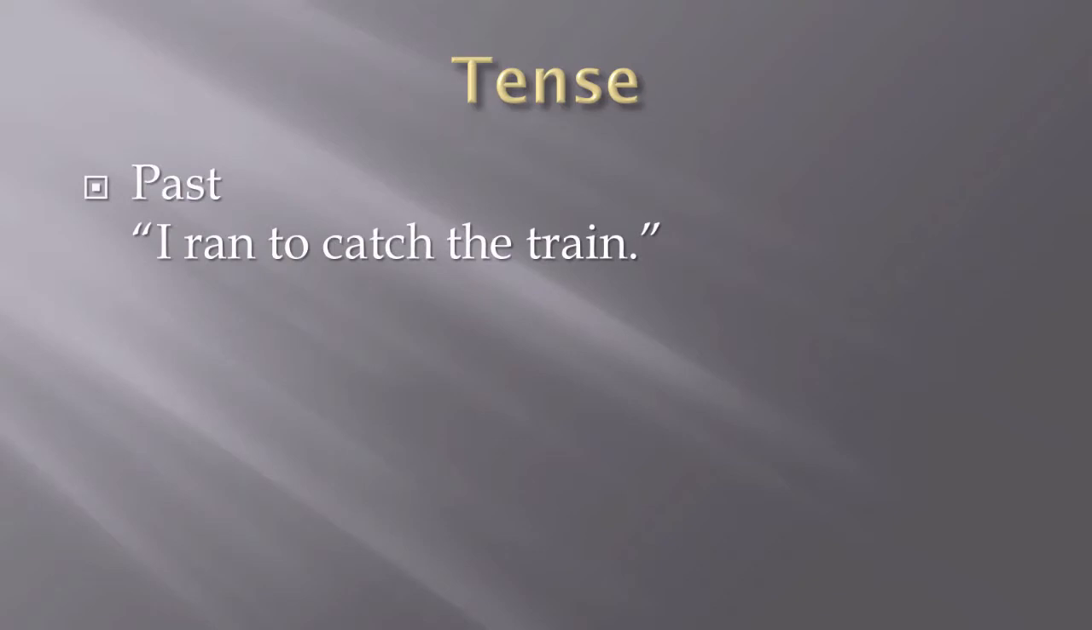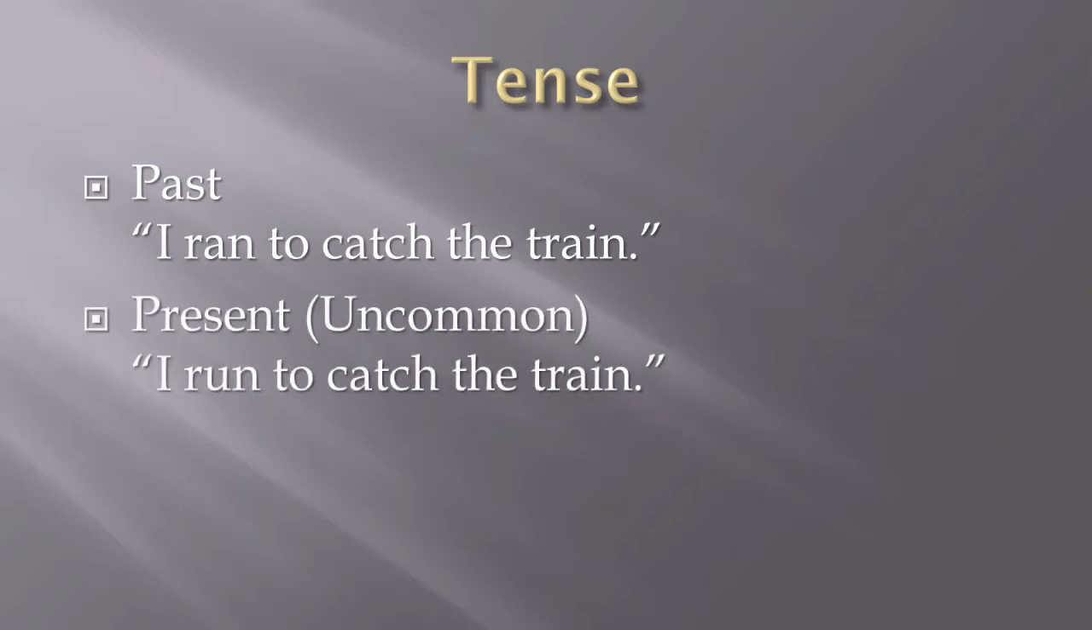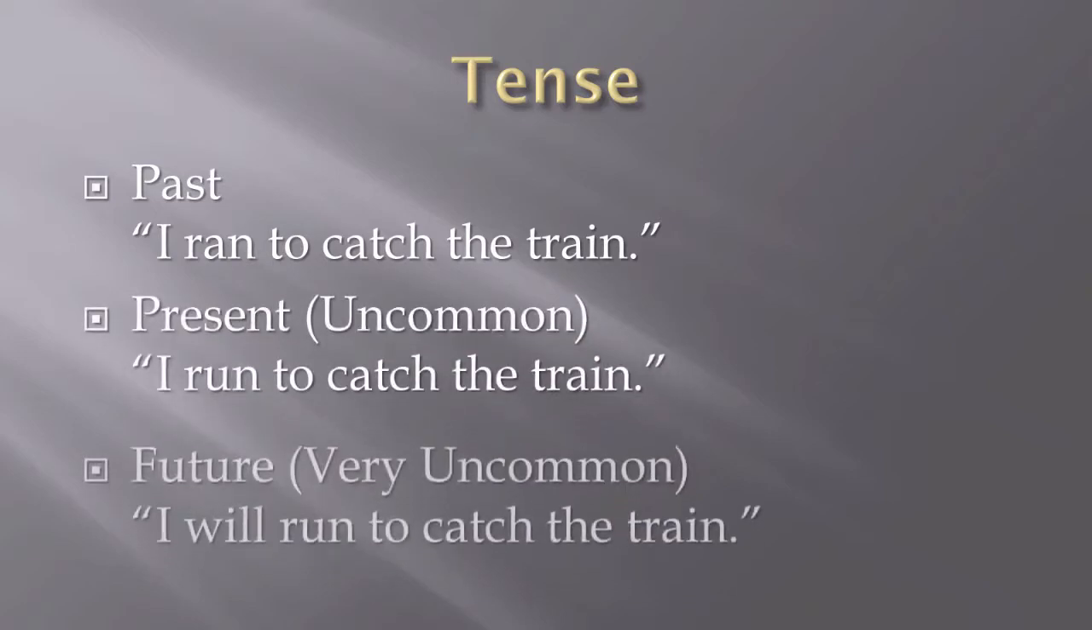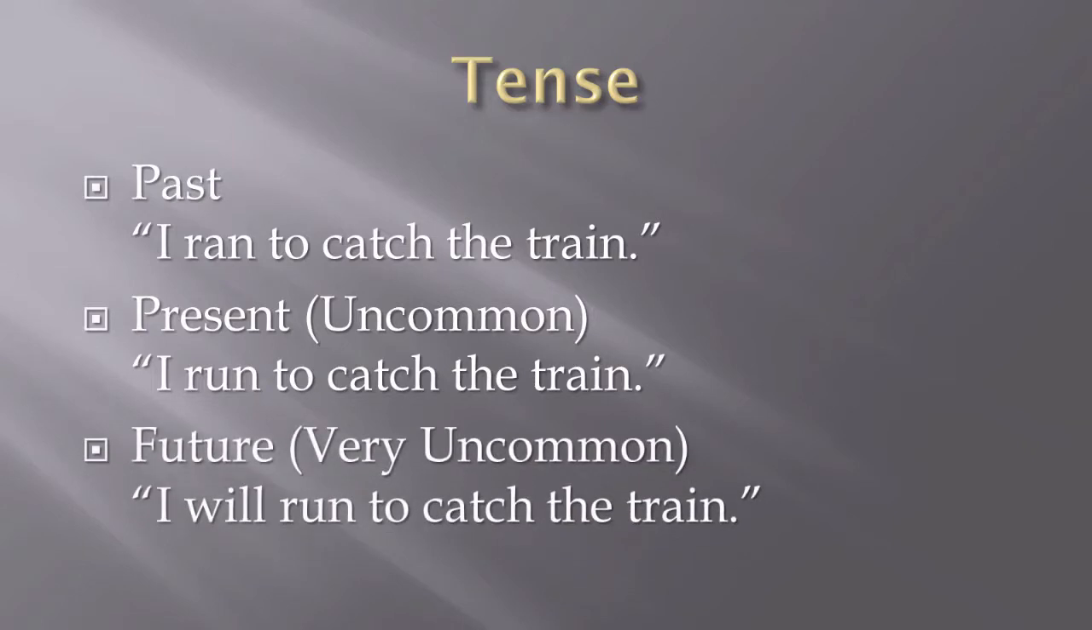And the last component is tense. This is when the story happened. Tense is very simple. You have past tense. I ran to catch the train. I'm talking about something that happened in the past. Present, which is very uncommon. I run to catch the train. And future tense, which is very uncommon. I will run to catch the train. Okay, this is pretty easy. Past tense is the most common, and it's one that we're going to suggest using.